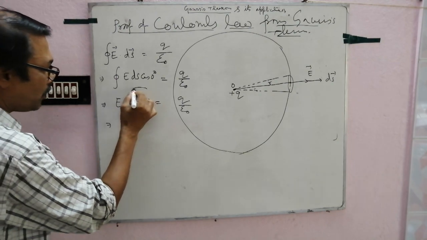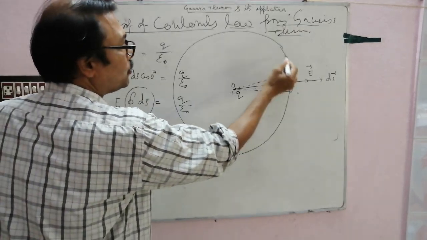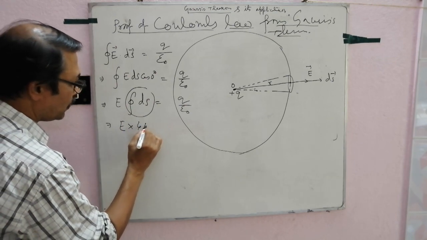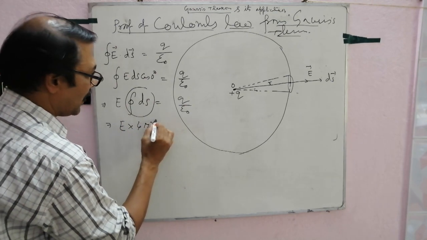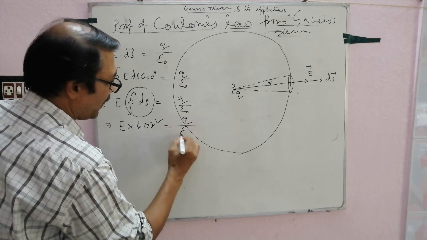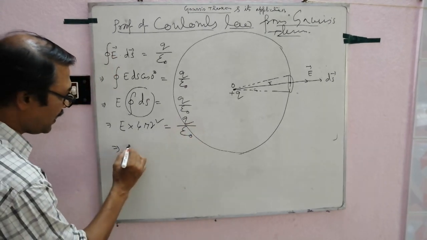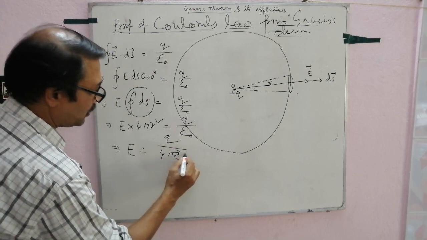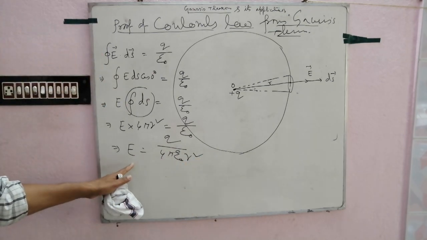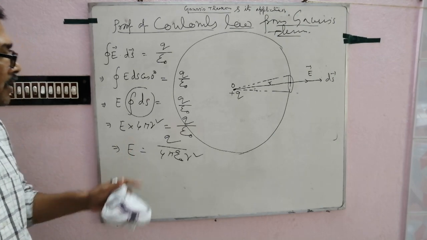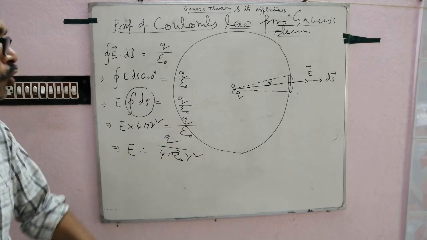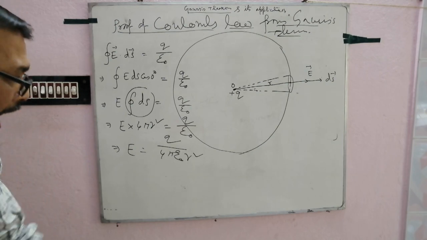What is the integration of ds? What is the value of ds? Total surface, that is 4 pi r square. E multiplied by 4 pi r square equals Q by epsilon naught. So E equals Q by 4 pi epsilon naught r square. In my first chapter I discussed the intensity at a distance r from a point charge: E equals Q by 4 pi epsilon naught r square.